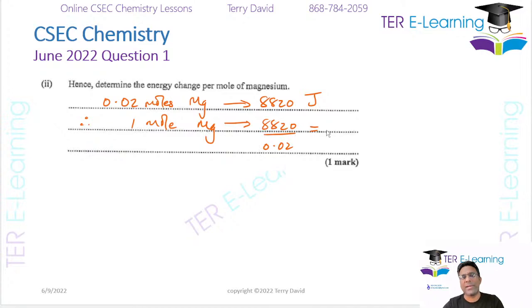So we're trying to work out the energy change per mole. So that is 8820 divided by 0.02. And you're going to get a big number. You're going to get 44100 joules, or some of you may have written it like 441 kilojoules. Doesn't matter, right? Either way, it's only 1 mark for this.